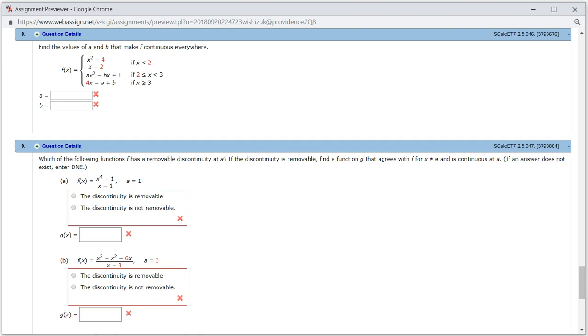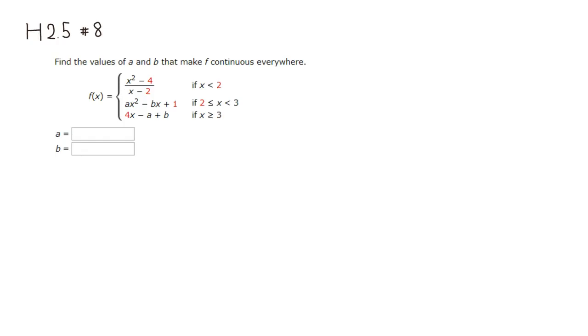Alright, let's look at homework 2.5, problem number 8. This piecewise function f is continuous everywhere, and we want to find the a value and the b value. So let's do that. Each of these formulas is continuous by itself.